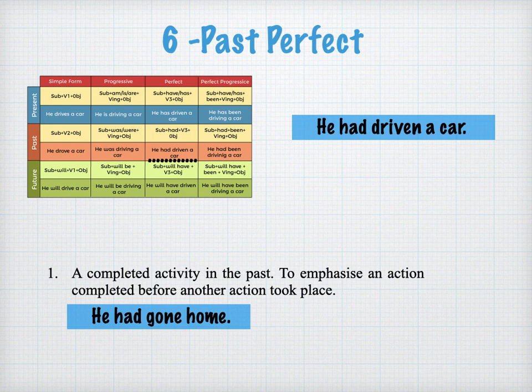Now the next one actually is past perfect continuous tense. But past perfect continuous tense is not explained in your textbook. So now we are moving on to the next part, that is to the future part.